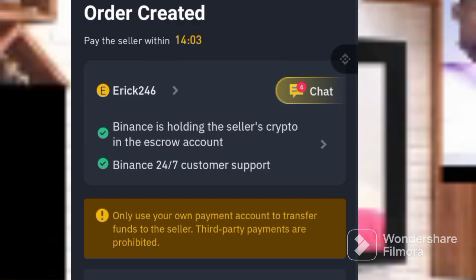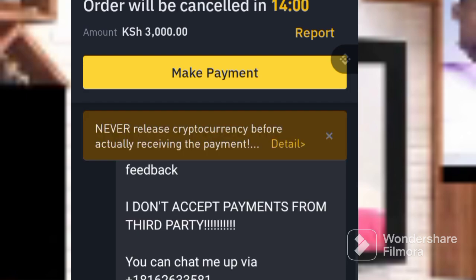So you go to next, you go to make payment. Once you click make payment, you are going to see the account details of the person. You check that. That is very important: the account number, the name of the person, the means of payment. If you're making payment, you just copy the number, and you go to the payment method you want to use.